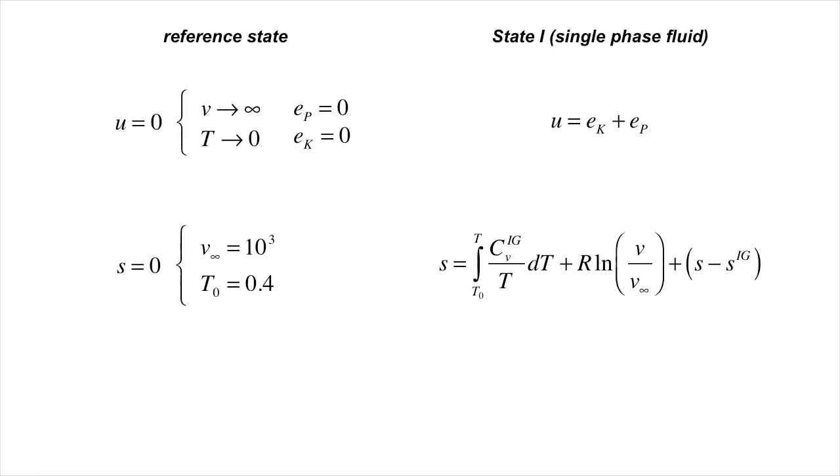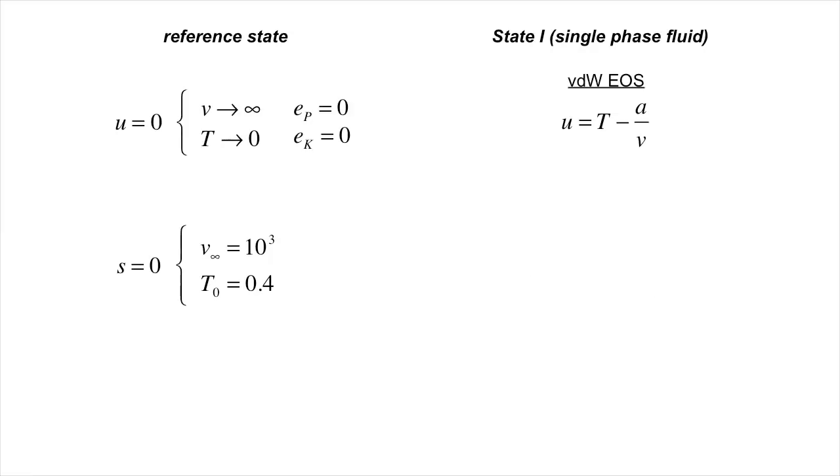As long as the system remains single phase, we found that the 2D fluid can be modeled fairly well using the van der Waals equation. As we've discussed, this model predicts that the potential energy equals minus A over V. Meanwhile, kinetic energy is just T in the dimensionless units of the simulation.